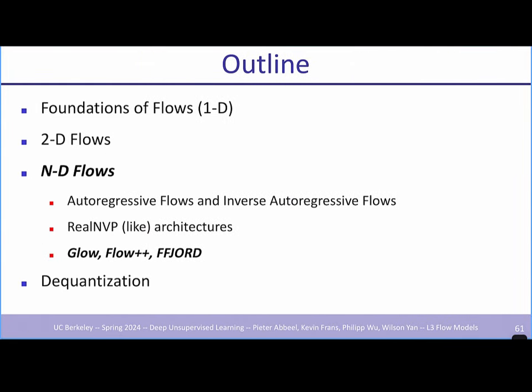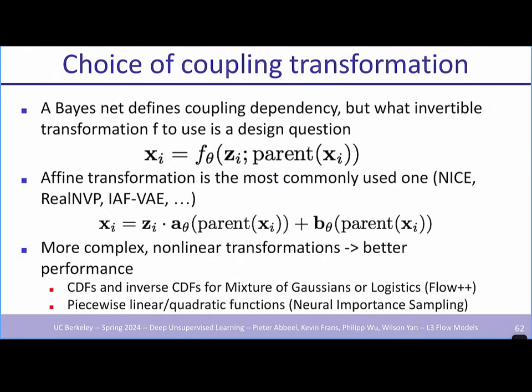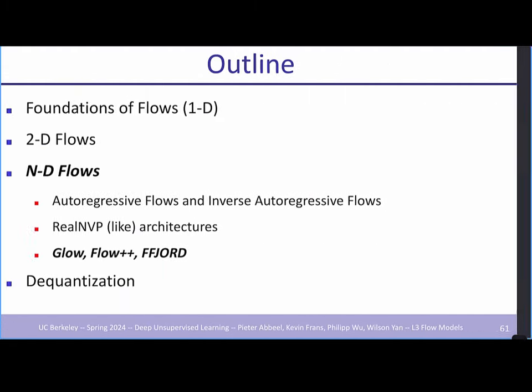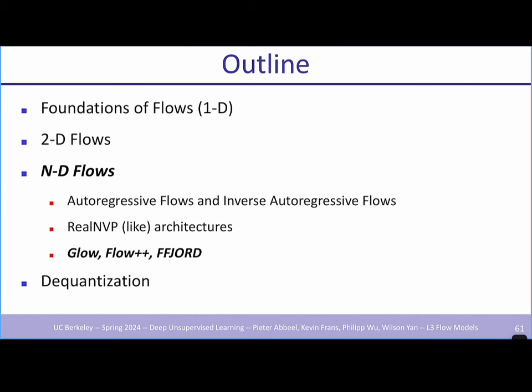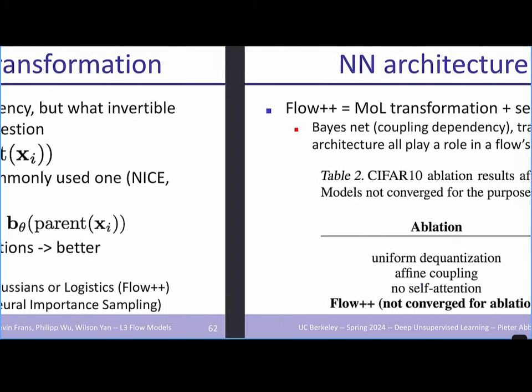So as I said, Glow, Flow++, and FFJORD are the ones that really made flow models work as well as the other best methods at the time. By the way, the Flow++ paper is one we did here at Berkeley. Jonathan Ho did that one in 2019. And then in 2020, he did diffusion models, and that made his Flow++ paper a little obsolete for the time being, because diffusion models took over. But you don't know these things ahead of time.